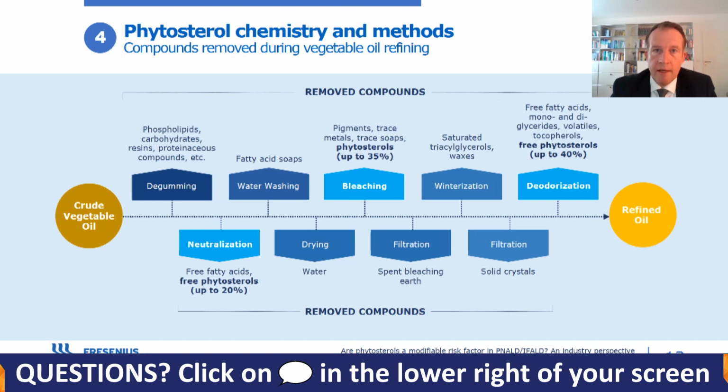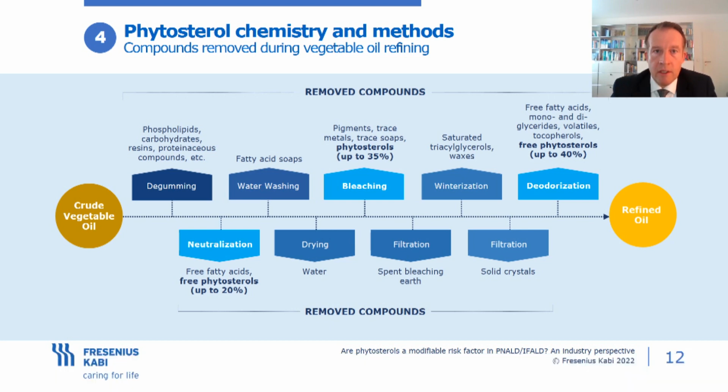Vegetable oil production involves several steps that are necessary to render it suitable for human consumption. The crude oil resulting from the extraction process must therefore undergo additional treatments, collectively referred to as refining, to remove undesired ingredients. The major steps of oil refining and the main components removed during the respective process are shown on this slide. Phytosterols may be partially removed in three of the unit operations used in the oil refining process, namely neutralization, bleaching, and deodorization.